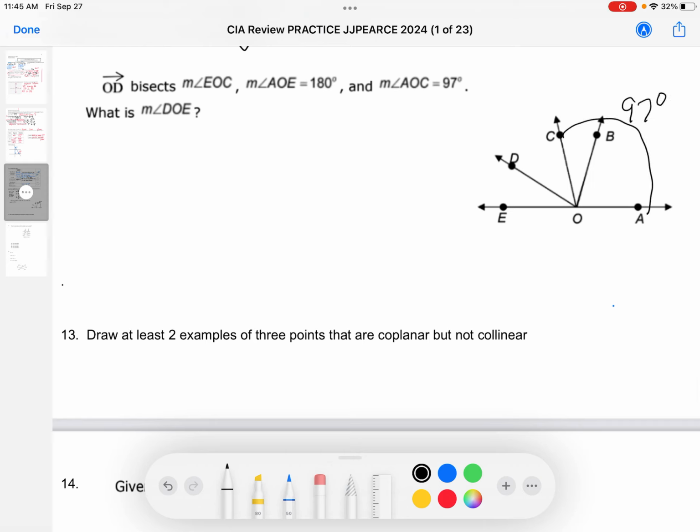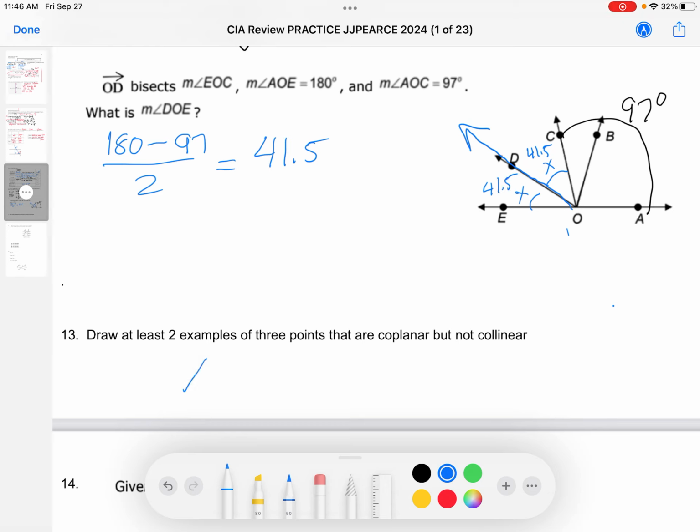Okay, let's look at number 12. AOC, this whole thing, is 97 degrees. But I do know that this ray bisects EOC, meaning this equals this. Those two halves are equal to each other. So to find DOE, one of the x's, I'm going to do 180 minus 97 and then divide that by 2. That gives me each of those halves. So x is 41.5. Each of these halves is 41.5.